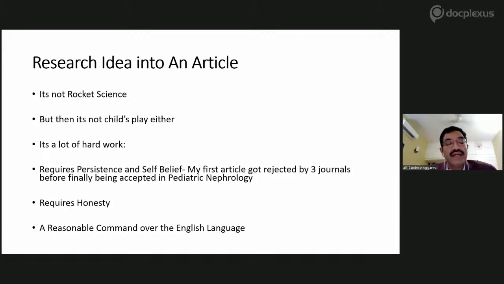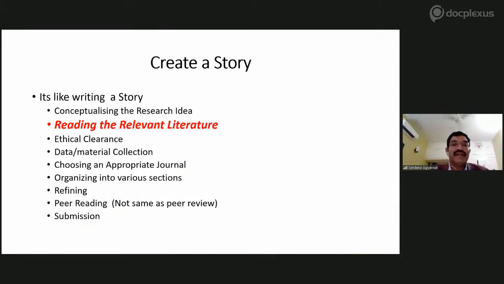And I would say a reasonable command of the English language is, if not essential, probably desirable. Although one can use professional help for correcting your manuscript, I think if you write the first draft very badly, it's difficult to correct. I keep telling my residents, if you don't write the first draft carefully, I will not give you the first authorship.